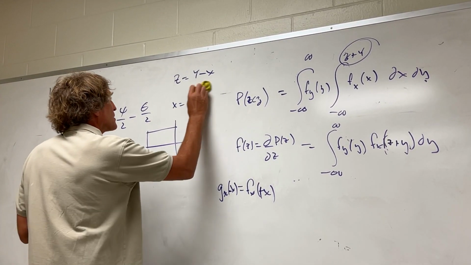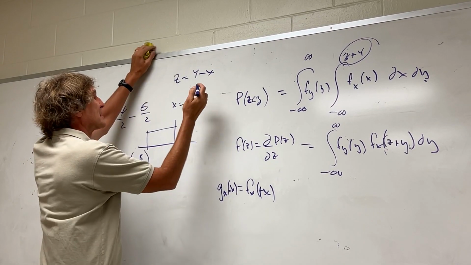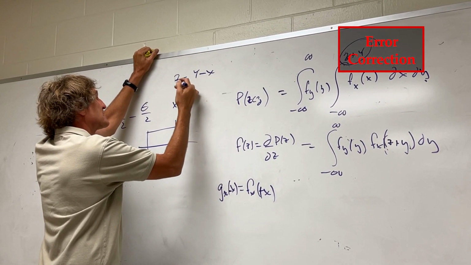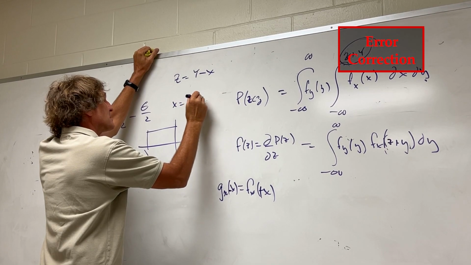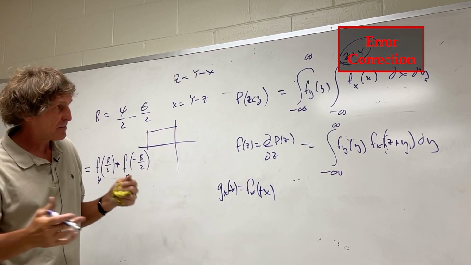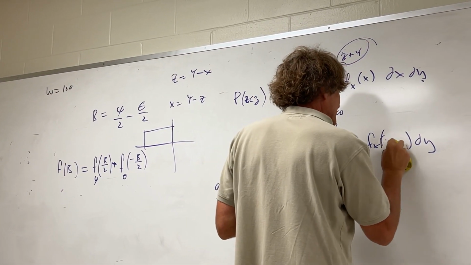Oh, you're right. You know what? That's the problem. So x on this side would be y minus z, right? Yeah, my bad, you're right. This becomes y minus z. I'm so sorry.